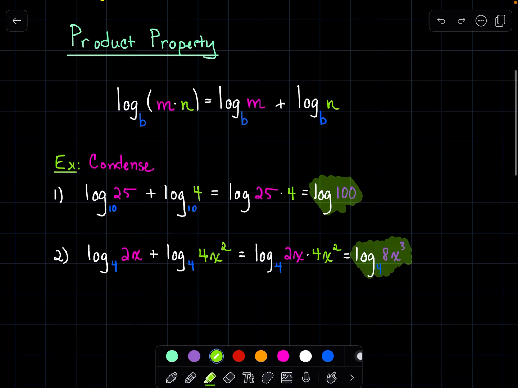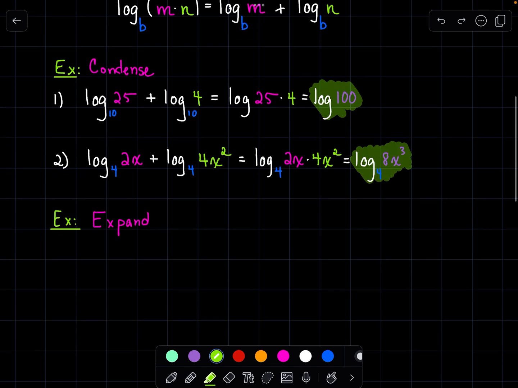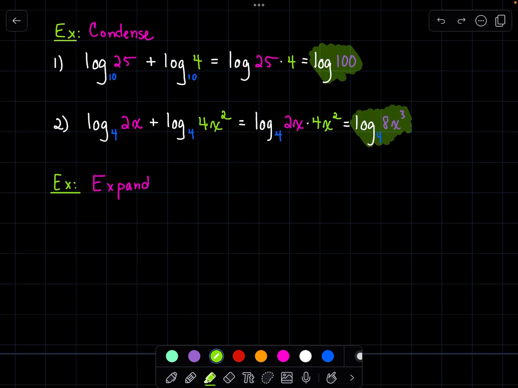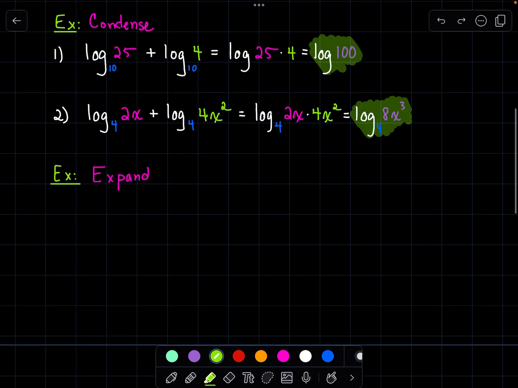Before we go to the next property, let's go to the expanding examples. So expanding, we're going to have one log, and we're going to split this apart to where there are multiple logs written. A little bit more difficult examples, but you need to think of what's a way that we know that multiplies to give us 45.